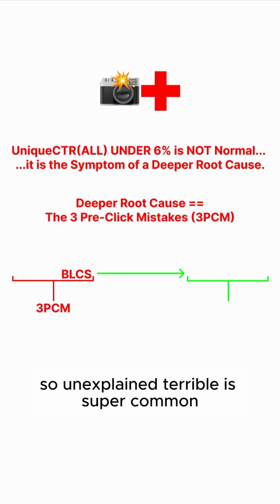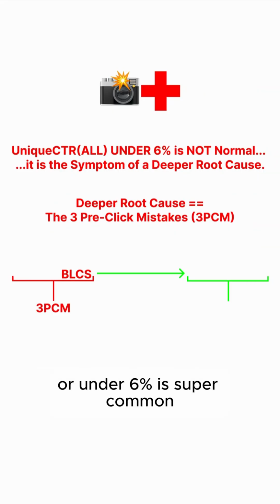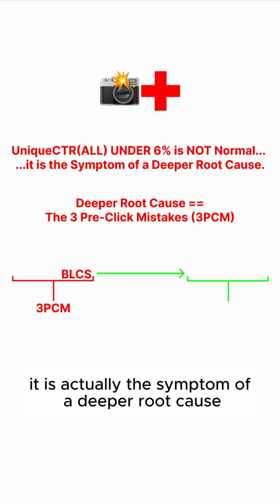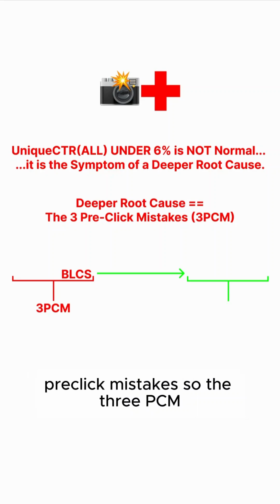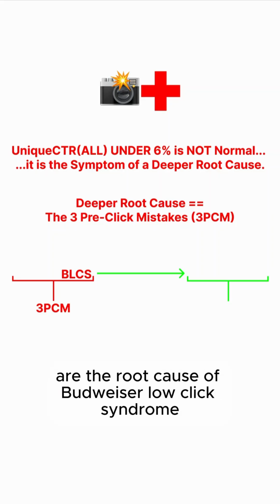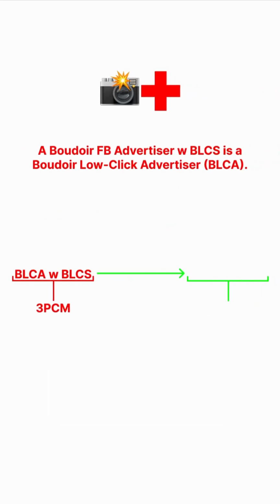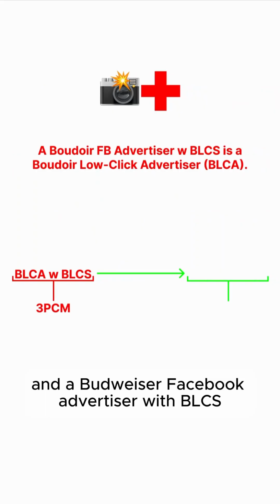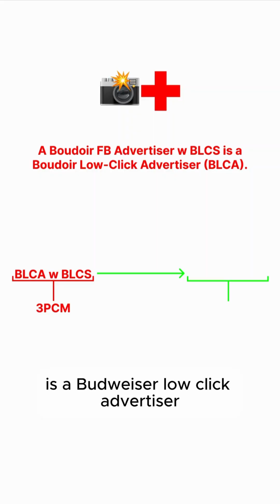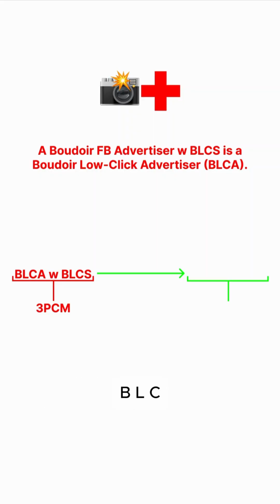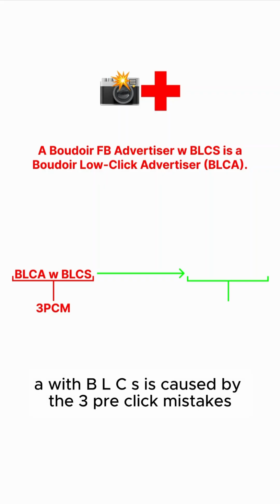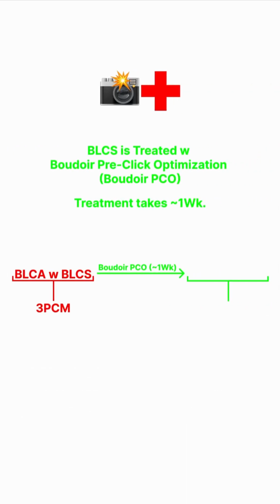So under 6% is super common, but it is not normal. It is actually the symptom of a deeper root cause. And that deeper root cause are the 3 pre-click mistakes. So the 3 PCM, 3 pre-click mistakes, are the root cause of Boudoir low-click syndrome. And a Boudoir Facebook advertiser with BLCS is a Boudoir low-click advertiser, a BLCA. So we got our universe building up here. BLCA with BLCS is caused by the 3 pre-click mistakes.